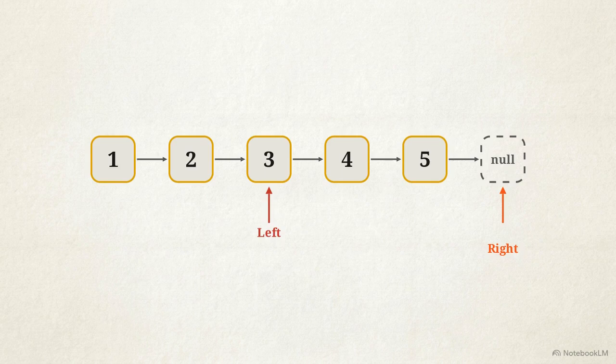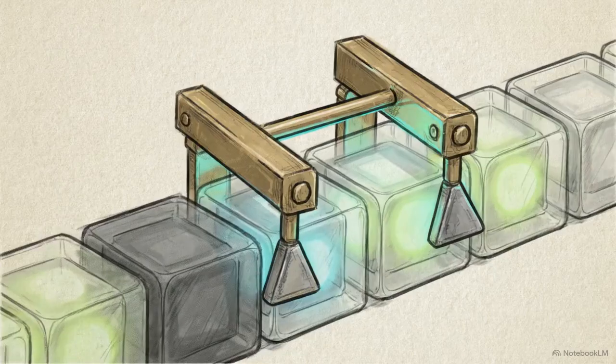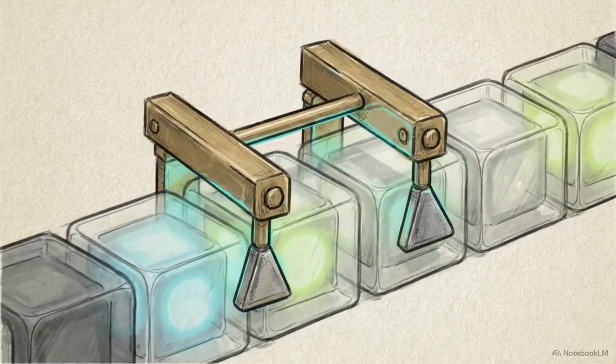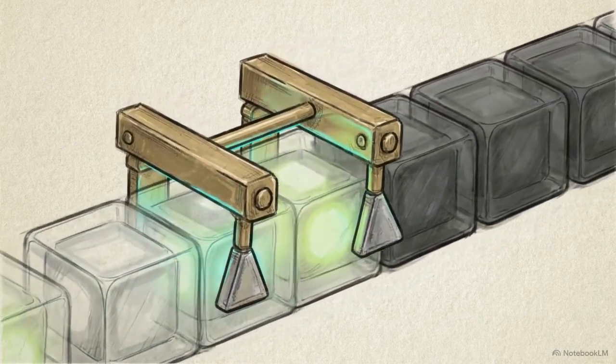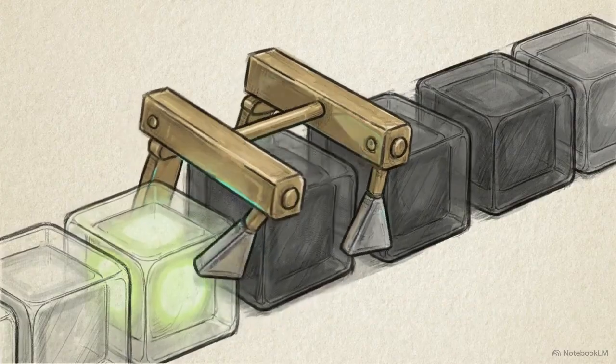Because we maintained that fixed gap, the trailing pointer is now positioned exactly one step before the node we need to remove. By converting a mathematical index into a physical distance, we can locate the node in a single pass while keeping our extra memory usage constant.